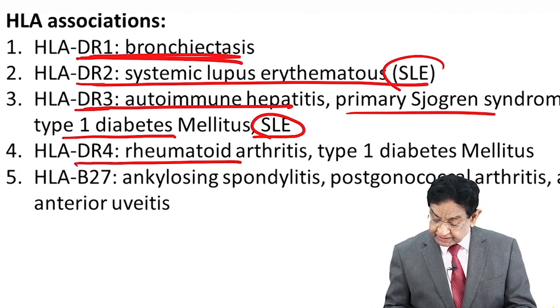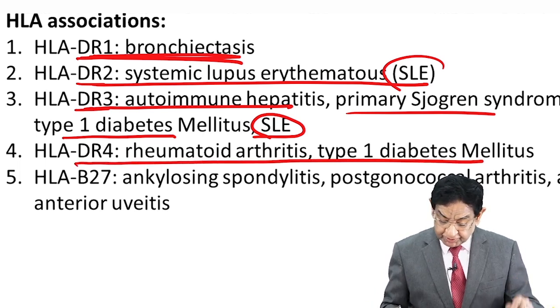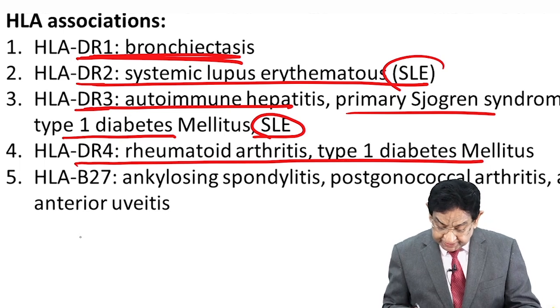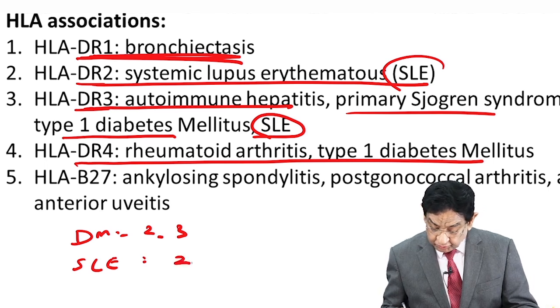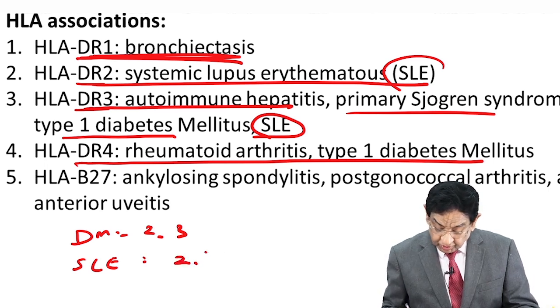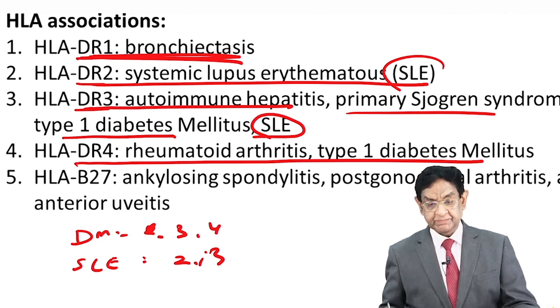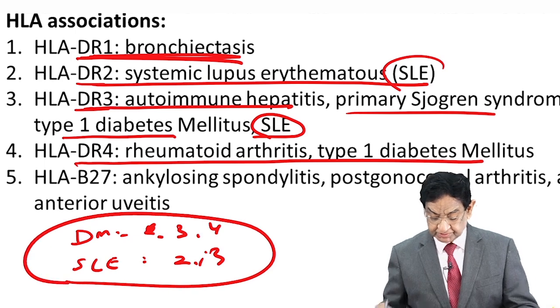DR4 in rheumatoid arthritis, type 1 diabetes, point to be noted. So in diabetes we are getting 3 and 4. In SLE you got 2 and 3. Make a box of this also.